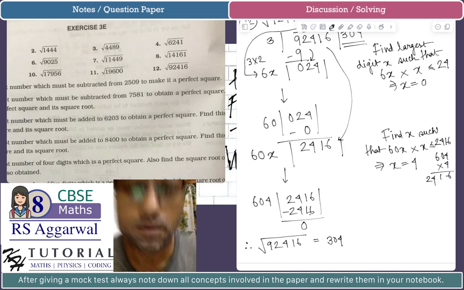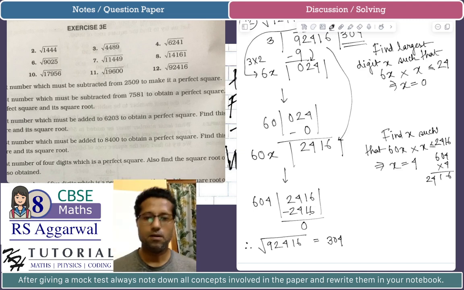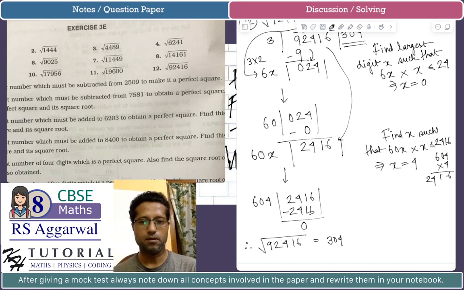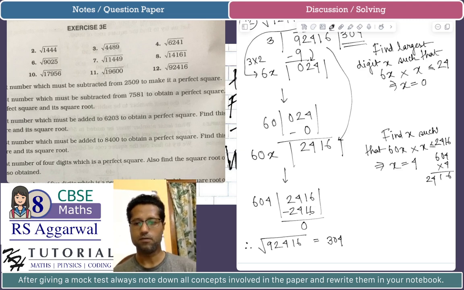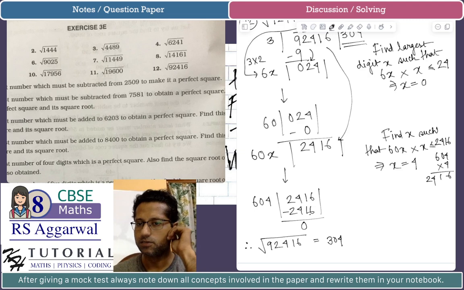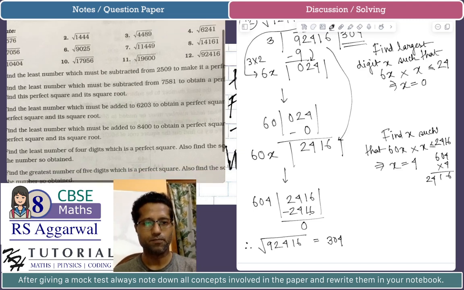Okay, so I hope by now you have understood how the long division method works to find the square root of a perfect square which is relatively larger, like it could be 4 digits, 5 digits, or even 6 digits. Now let's do the word problems.